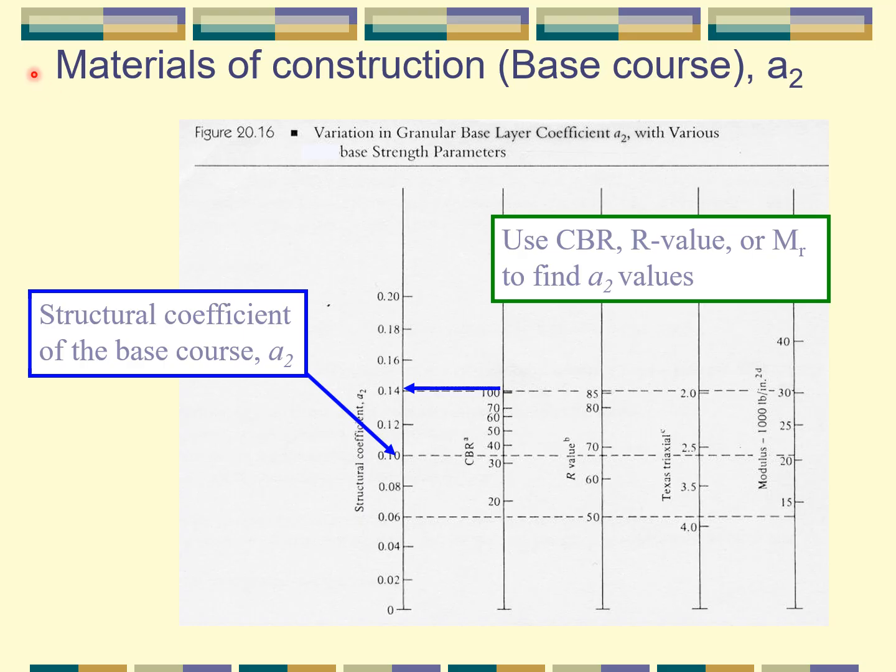Now look at materials of construction, base course, and here we have the coefficient of the base course, that is A2. Looking at this particular chart, let's say the CBR value is 100% for the base material, so corresponding to that you can see that this structural coefficient is equal to 0.14. So this A2 is meant for base course material.